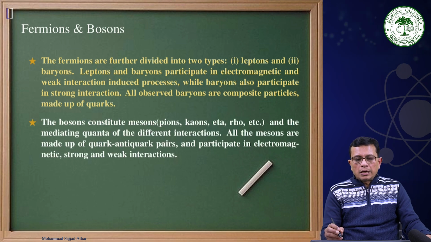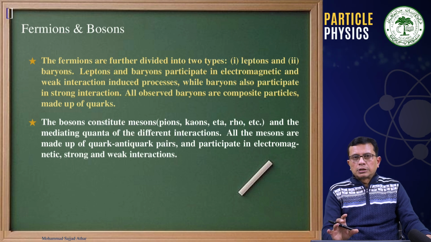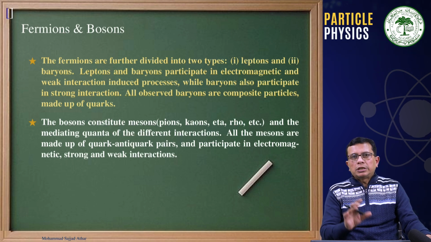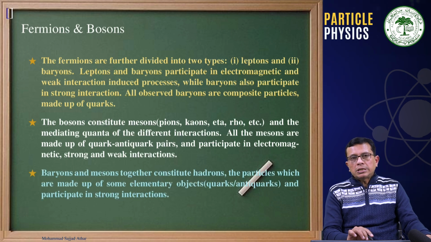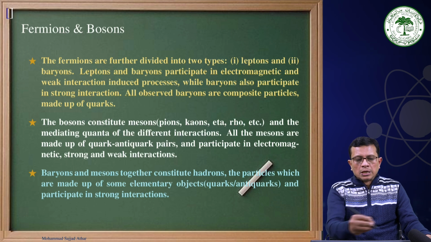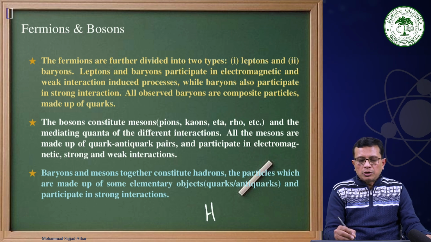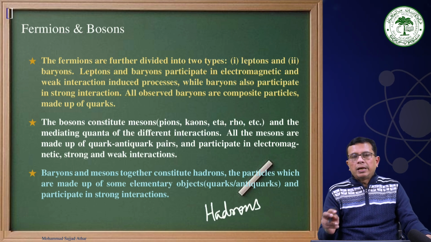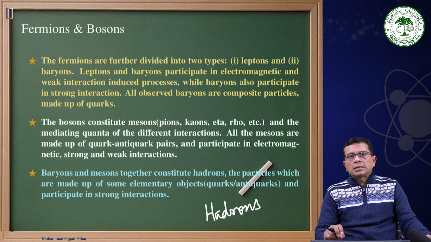Now, baryons are composite particles. They have a structure; they are made up of quarks. Similarly, we have bosons like pions, kaons, etc. They are also made up of a quark-antiquark pair. And then baryons and mesons, these two types of particles which also participate in the strong interaction, together are called hadrons. Therefore, if I write hadrons, I mean baryons as well as mesons.